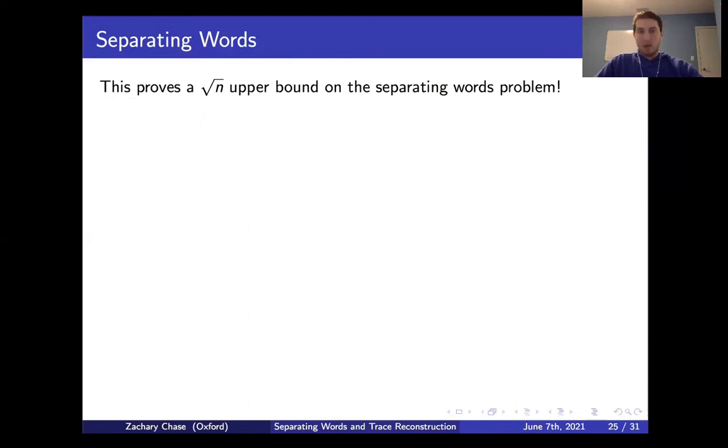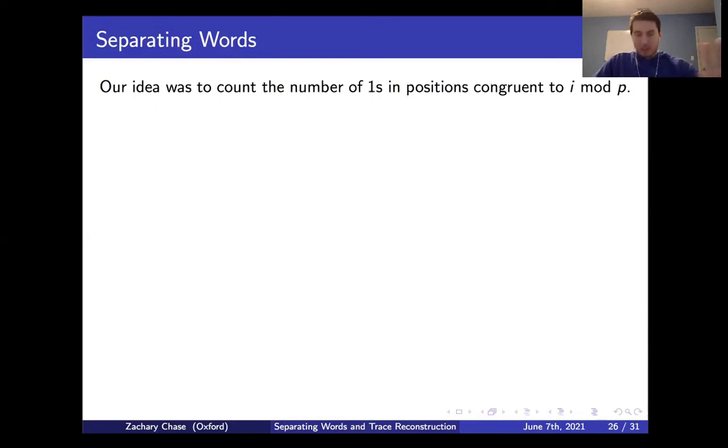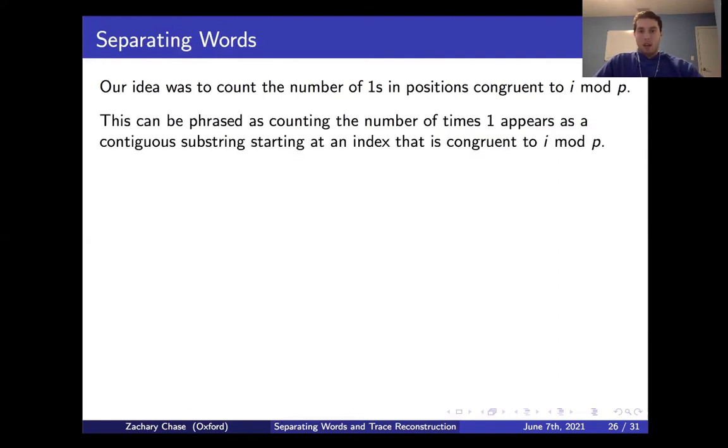Okay, so this gets a root n upper bound on the separating words problem. So what was our idea? The idea we just implemented was to count the number of ones in positions congruent to i mod p. This can be phrased as counting the number of times 1 appears as a contiguous substring starting at an index that is congruent to i mod p. Right? I mean, so this equivalence is obvious.